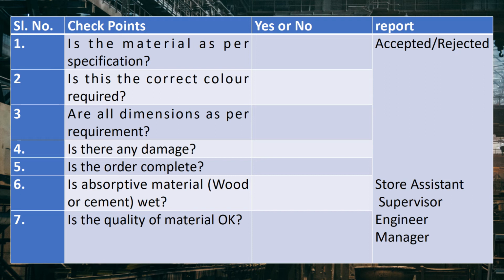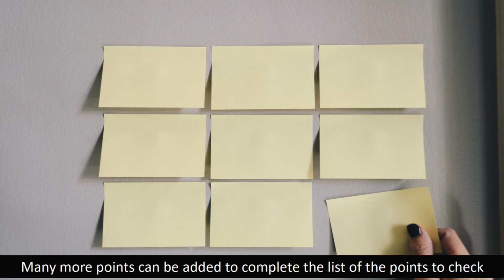Now we have to either accept or reject. Then the store assistant, store supervisor or engineer manager has to sign on that. This report will go for the rejection lot as well as for the accepted lot. Now this checklist may be modified as per the requirement of the material. Many more points may be added to complete the list.